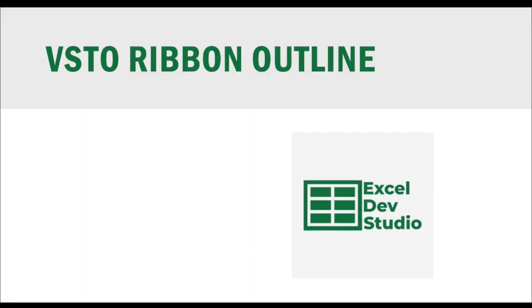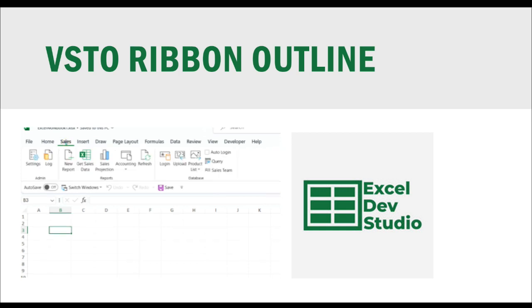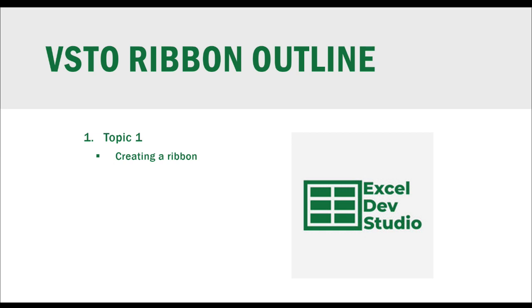For VSTO, we can add a custom ribbon with functionality to Excel. Adding a ribbon can be a convenient way for users to access and use your automation features. They can have the same look and flow as standard Excel functionality. In this video, we're going to cover 3 topics.